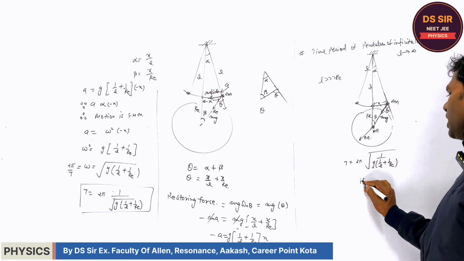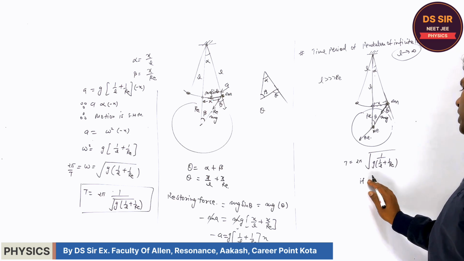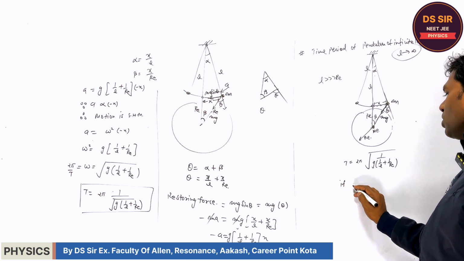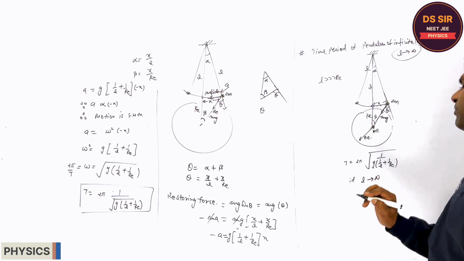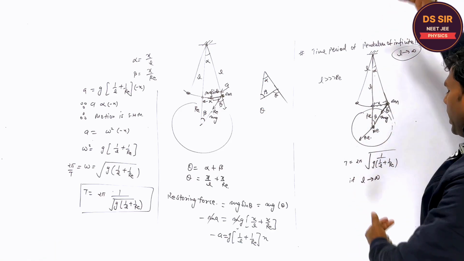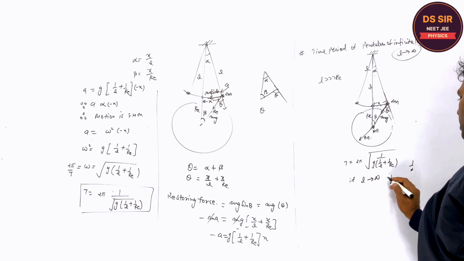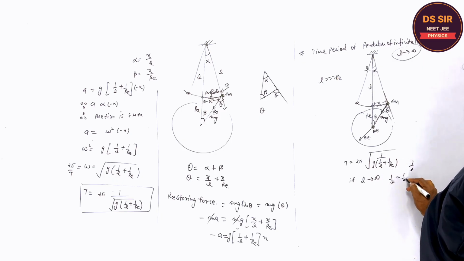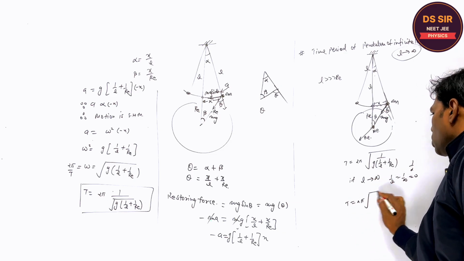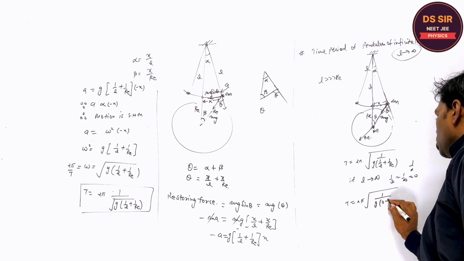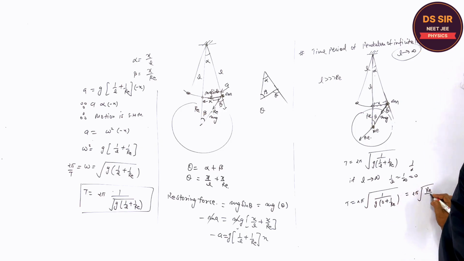Suppose L is tending to infinity, right? If L tends to infinity, the length is very long. So 1 upon L is equal to 1 upon infinity, which is equal to 0. So T is equal to 2 pi root of 1 upon g (0 plus 1 upon RE), and it may be written as 2 pi root RE upon g.